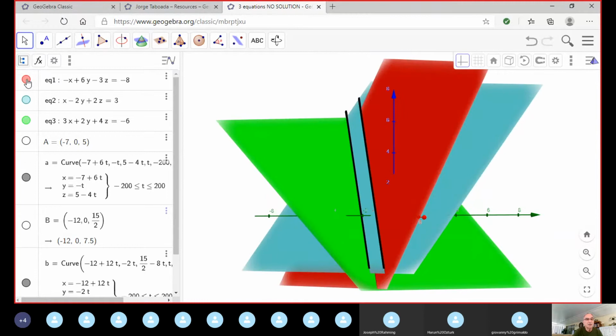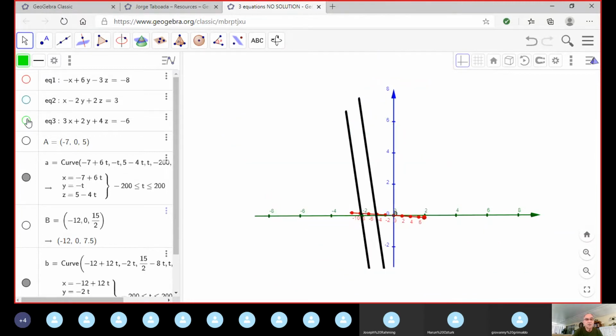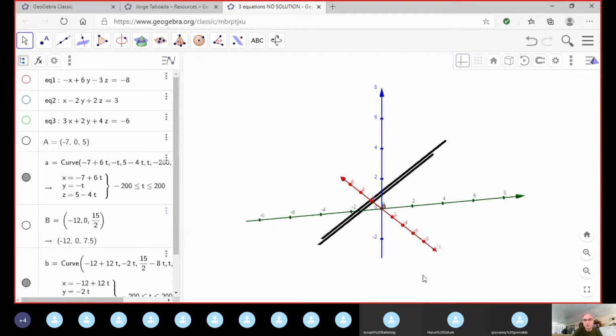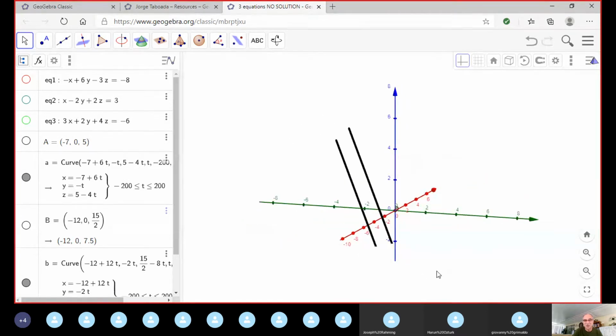Let me eliminate the plane. You see this line is the intersection between two planes by pair, but in between they have no common point. They are parallel. This does mean that we have no solution. It's clear that there is no solution. There is no common point between these three planes.